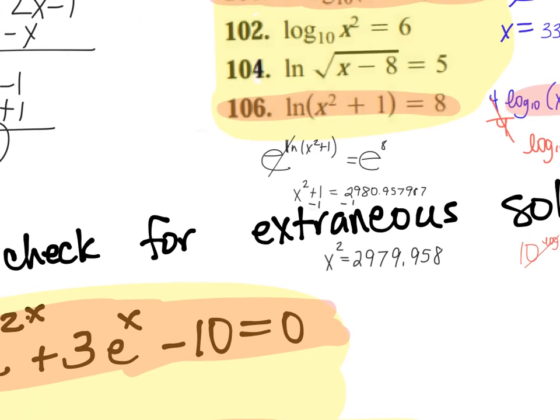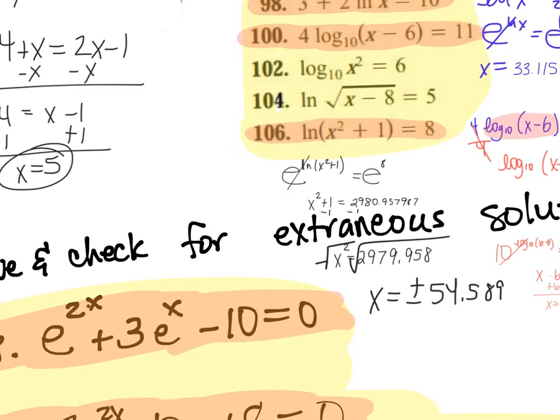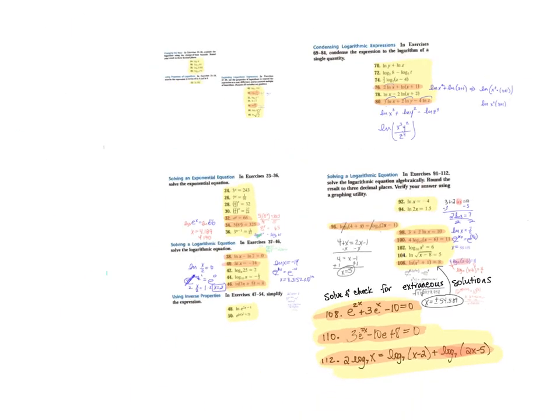And then what do I do? Take the square root. So x is plus or minus. Don't forget that plus or minus because there's two answers. What is the square root of that about? 54.589. All right. Now, guys, if you plug that back in, you got to make sure. But think about it. If you square a negative number, what happens? It's positive. A negative times a negative is a positive. If you take the square root, it's imaginary.